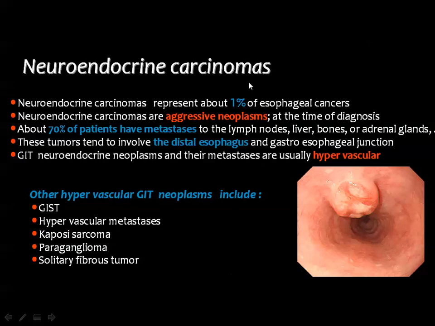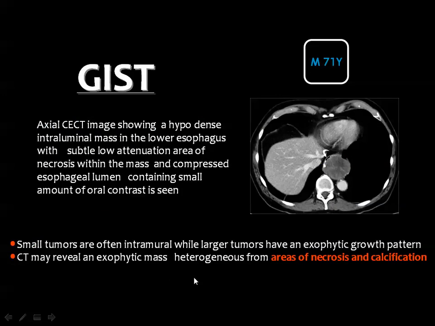The neuroendocrine tumors are rare in the esophagus, representing about 1%. They are aggressive neoplasms, and 70% of the patients may have metastasis at the time of the presentation. The tumors usually affect the distal part of the esophagus, and many times you see hypervascularity of the primary tumor as well as the metastatic deposits. Other hypervascular neoplasms in the GI include the GIST, hypervascular metastasis, Kaposi sarcoma, paraganglioma, and the solitary fibrous tumor.